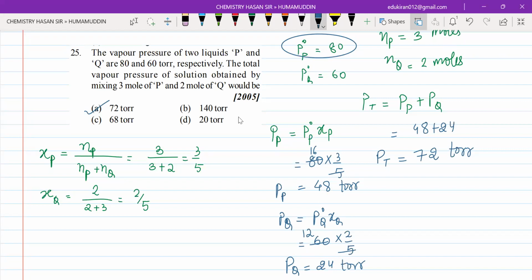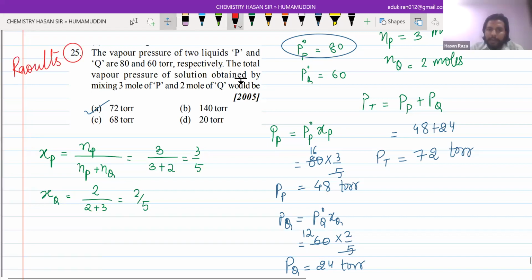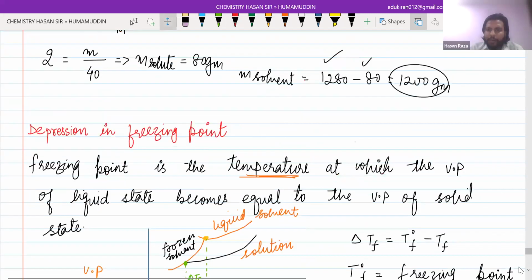Yes, sir. Okay, I will just slide it up and show you whatever I taught right now. That is depression in freezing point. I'll just explain and you can take a screenshot. Are you done with this? Yes, sir. Okay, Humam, this question that I just gave is on Raoult's law that you have already studied, right? We just started from here.